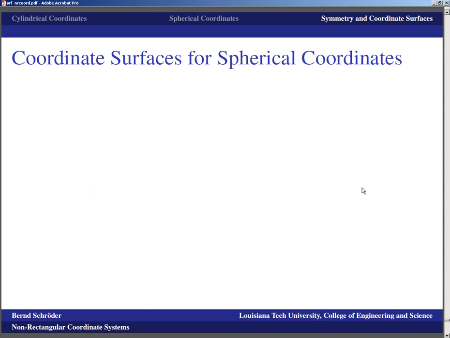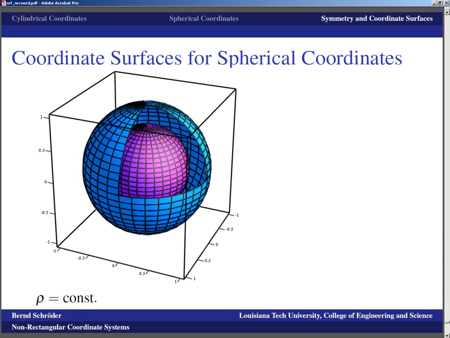For spherical coordinates, we could hold the radius rho constant, and that would give us an object made up of points that are a constant distance away from the origin, and that's a sphere. For different radii we get concentric spheres, which are the coordinate surfaces for spherical coordinates, which means spheres are very nicely represented in spherical coordinates because their equation is rho equals constant.